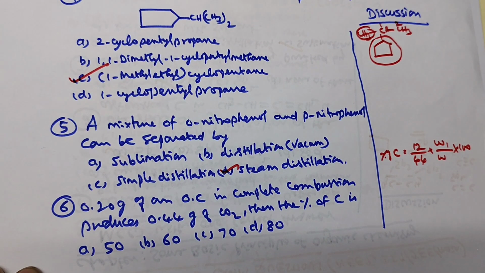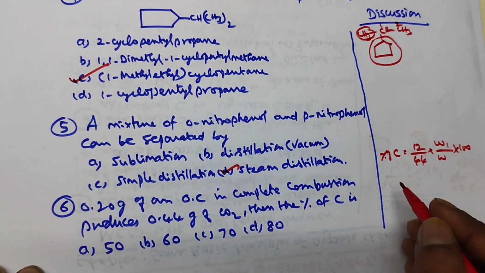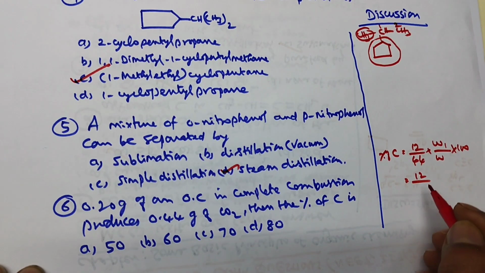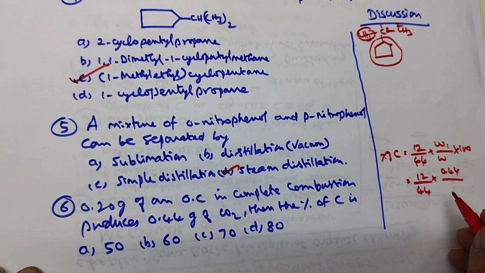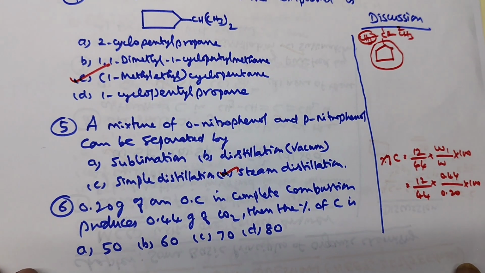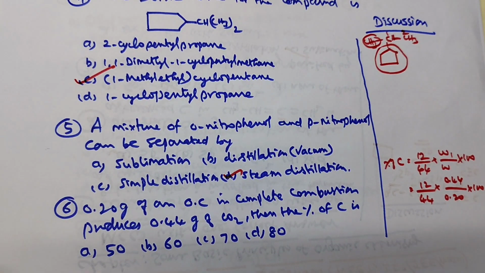Here they are asking for the percentage of carbon. Yes, you want to use the formula: 12 divided by 44 into 0.44 divided by the mass of the organic compound, 0.20, into 100. If we simplify this, the 4 will be cancelled, 0.1 is there, and here it is 0.20. We simplify it.